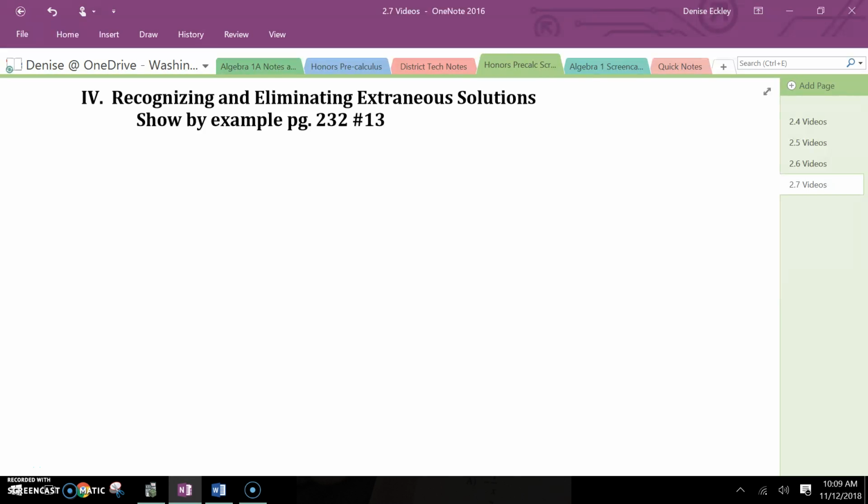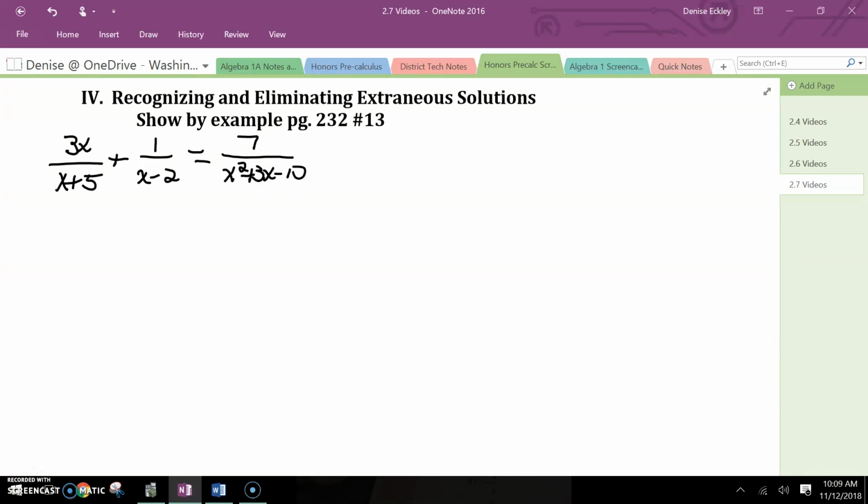Number 13 on page 232 is an example where we have to find a common denominator, really look at what has to be excluded from the domain, and examine the solutions to determine if either or both are extraneous. So the original equation is 3x over x plus 5 plus 1 over x minus 2, and that's going to equal 7 over x squared plus 3x minus 10.